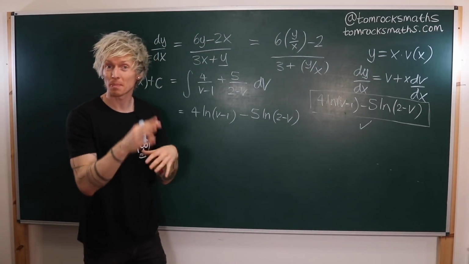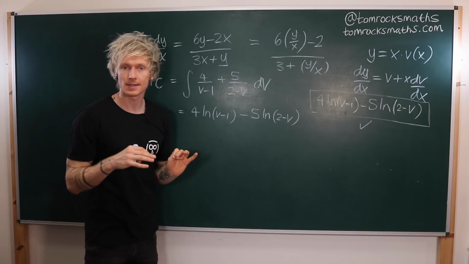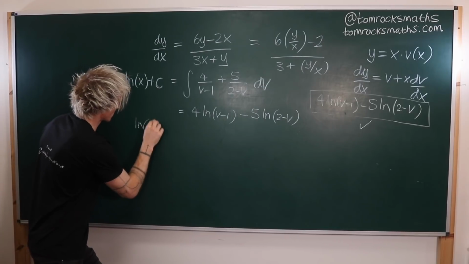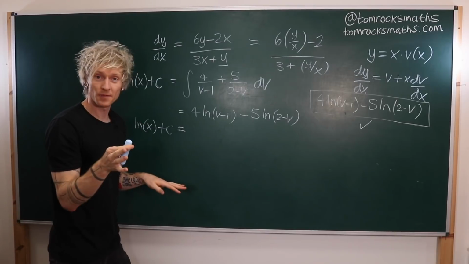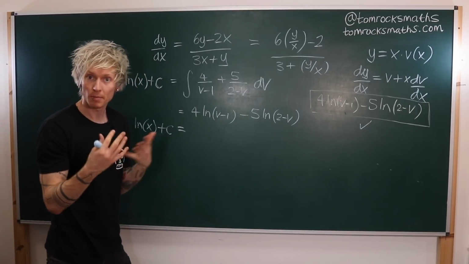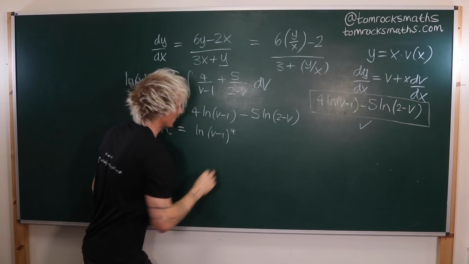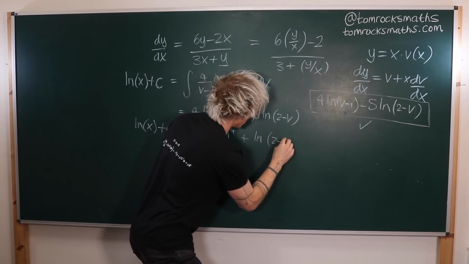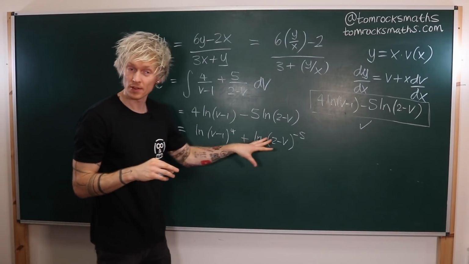So we have to substitute back because our original equation was given in terms of y and x. So in order to do that, we're going to say log of x plus c is equal to, what I'm first going to do is take these powers up inside the log using the properties of logs. So this becomes a log of (v minus 1) to the 4, and then this becomes a plus log of (2 minus v) to the minus 5. That's just using the properties of logarithms.